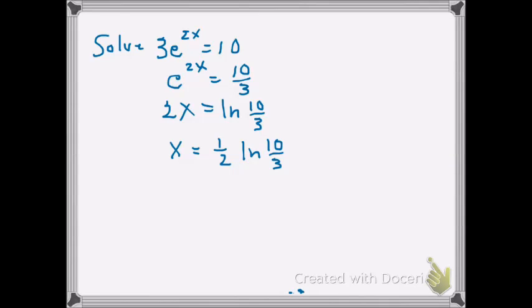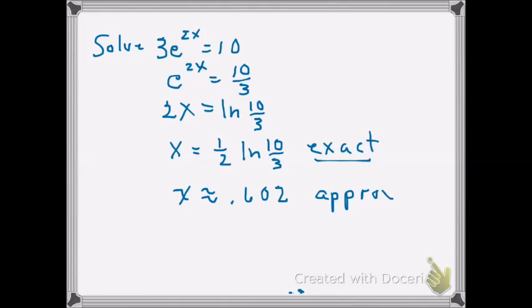Now this is called an exact answer here. But if we want a decimal approximation, we can simply put all that in our calculator, and x is approximately equal to 0.602. Again, this is the approximate value. The exact value is 1/2 times the natural log of 10/3.